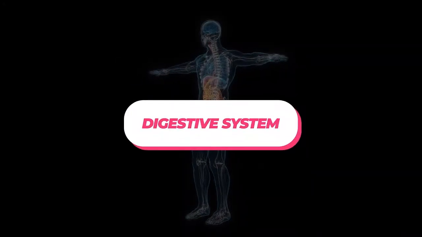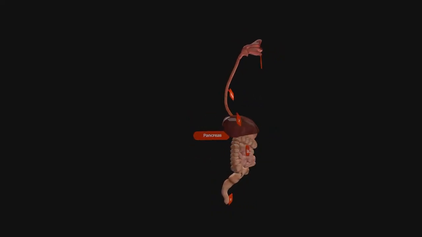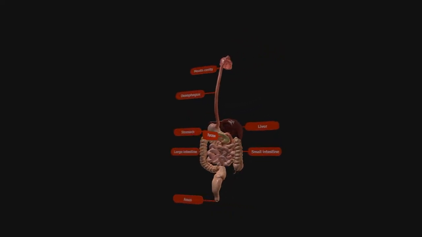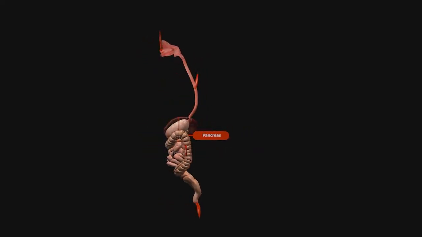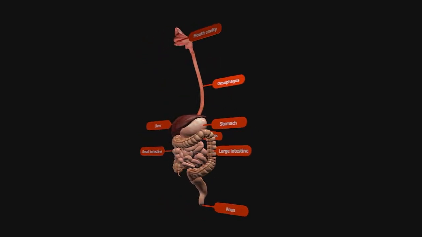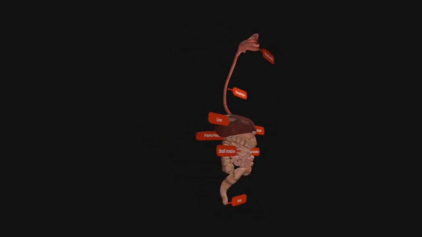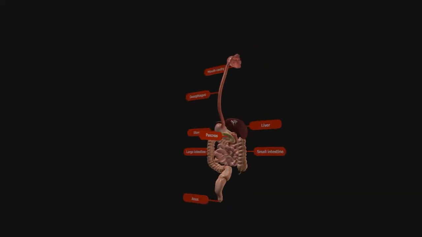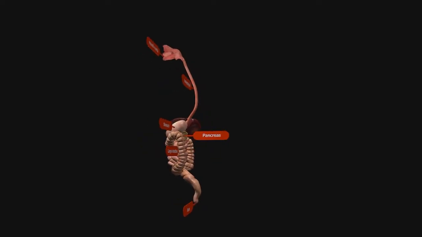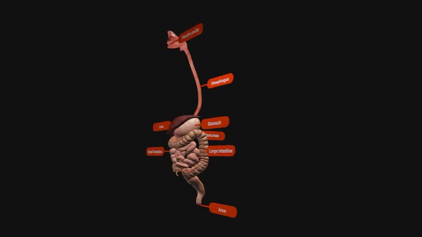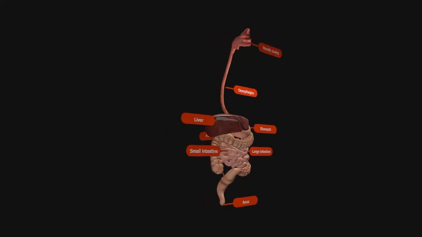Number 6. The digestive system. The digestive system is the body system that is responsible for breaking down food into nutrients that can be absorbed and used by the body. It consists of the mouth, esophagus, stomach, small intestine, and large intestine. The mouth is where food enters the body and where the process of digestion begins. The mouth contains teeth, which mechanically break down food, and the tongue, which helps to mix food with saliva. The esophagus is a tube-like structure that connects the mouth to the stomach.